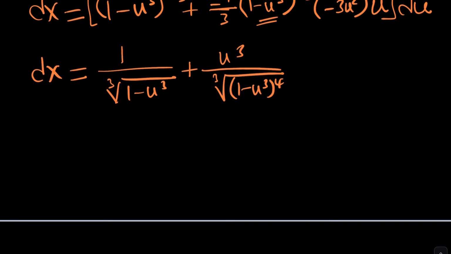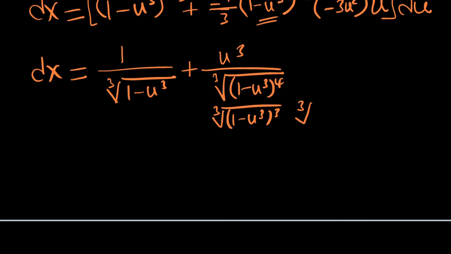By the way, I said the cube root of 1 minus u cubed to the 3rd power. That's what I meant. Because if you think about it, this is the cube root of 1 minus u cubed to the 3rd, multiplied by the cube root of 1 minus u cubed.